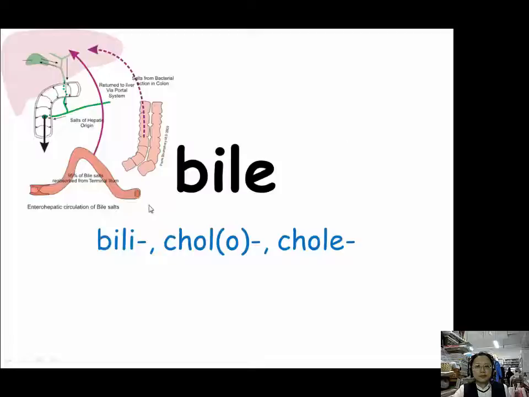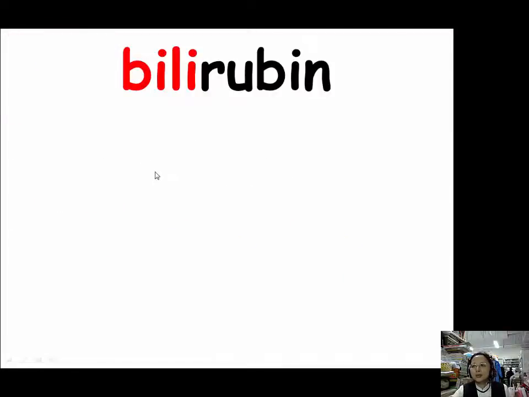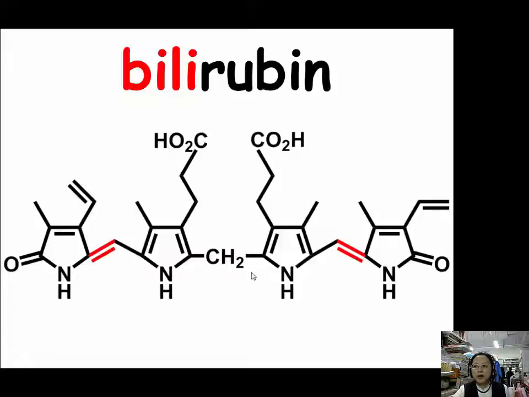For bile, the secretion of the gallbladder, we use three prefixes, B-I-L-I, C-H-O-L-O, and C-H-O-L-E. Our example is bilirubin. Bilirubin is a biopigment that is the product of the heme portion of hemoglobin, and this occurs within macrophages as they digest red blood cells. An extremely high level of bilirubin could cause jaundice.